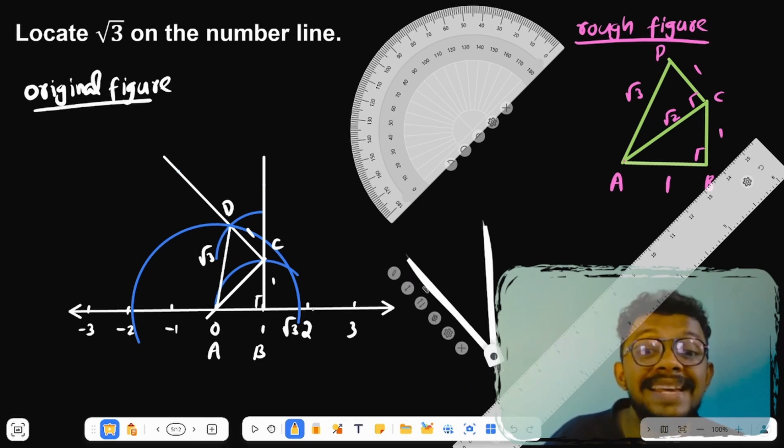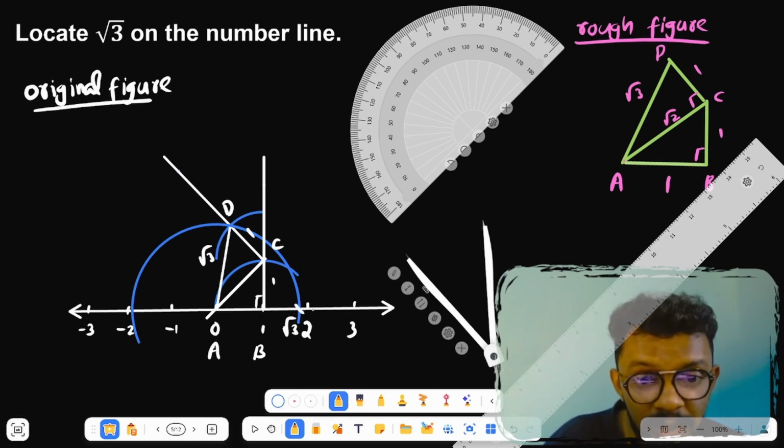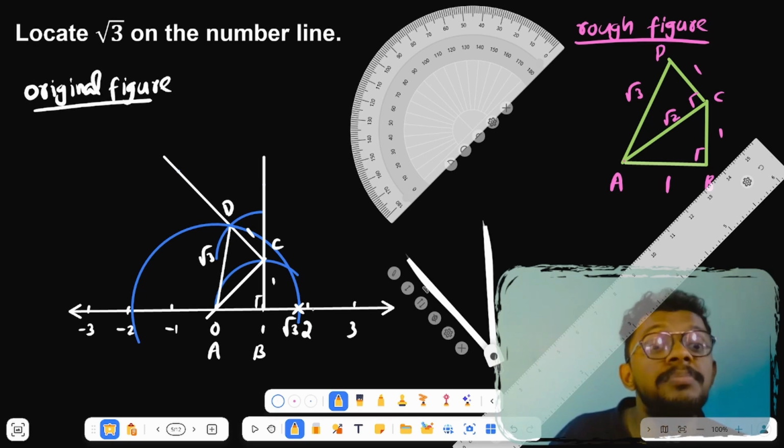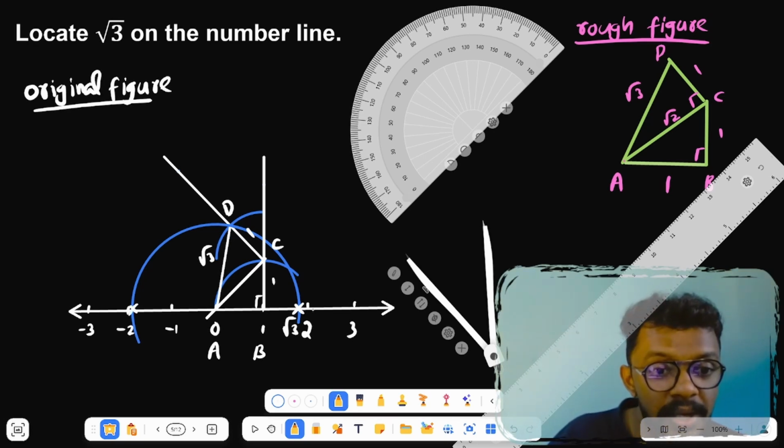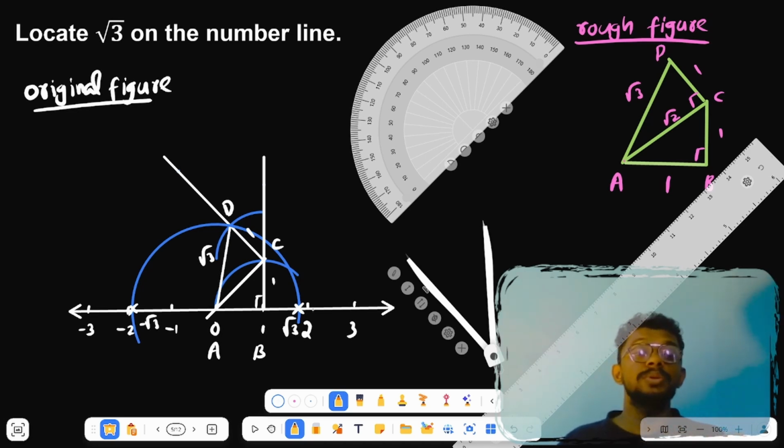If I draw the same point leftward, I will get minus root 3 units. What I'm trying to say is simple. This is root 3 units, and from 0, if I represent root 3 to the left, this is going to be minus root 3 units. So if the question is representing minus root 3 on the number line, this same strategy is enough.